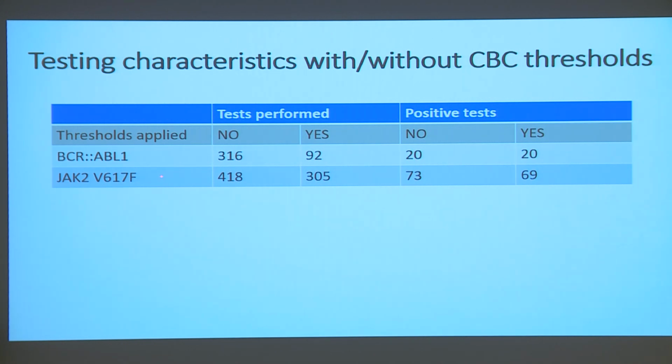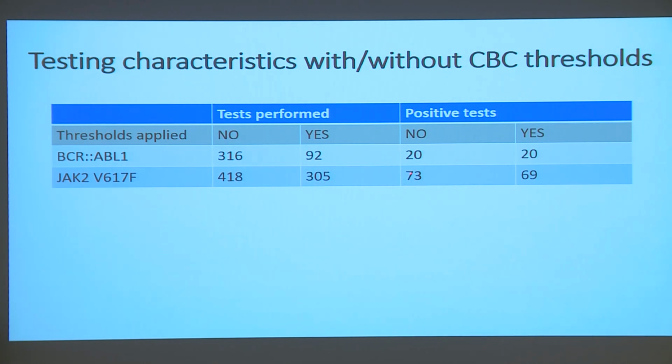And when we applied those, our test volumes, theoretically, went from 316 BCR-ABL tests down to 92. Importantly, the number of positives that we would have tested didn't change. We wouldn't miss anybody. That was huge for us. Same principle applied here. For JAK2, we had tested 418 in that time period. Had we applied our criteria, we could cut that by 27%.